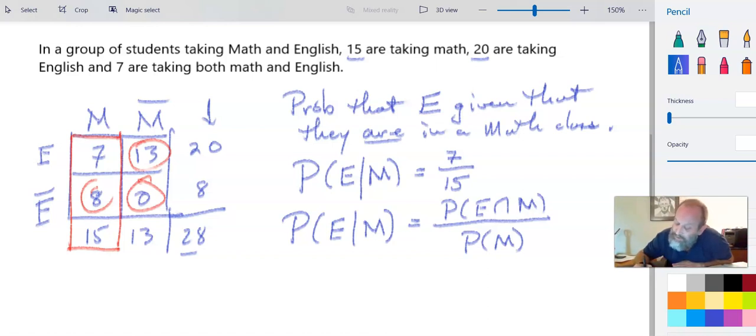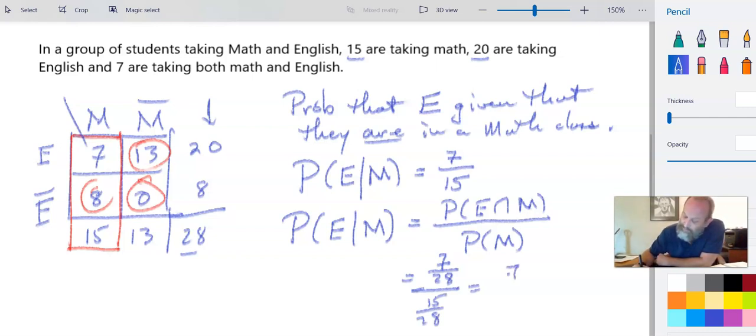Well, let's take a look at this. This is the probability that we have an English student who is also a math student, right? Because this intersection symbol means and. So it's English and math. Well, we know how many people are in that. That's the 7 over here. So that means my numerator is 7. Well, actually, I can write the whole thing, 7 out of 28. I'm going to leave that denominator. That's the probability. And then down here, the probability that someone in this group is taking math is 15 out of 28. Now, if you flip that and multiply, the 28s cancel out, and you end up with 7/15 again.